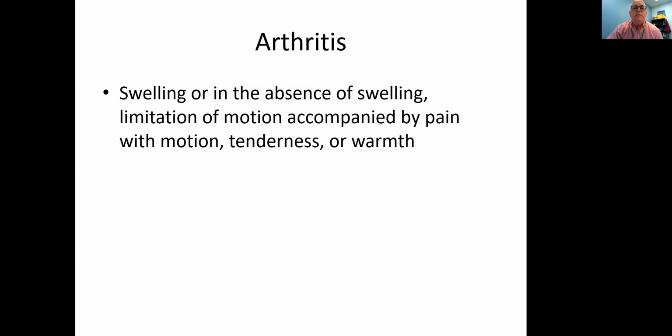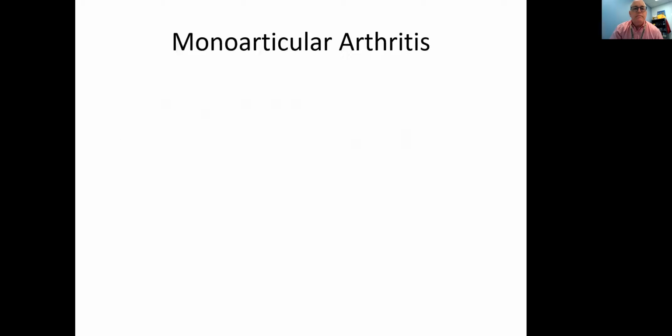For the purposes of this talk, we're going to use the same definition, although some patients will have limitation of motion and pain with motion and have causes that are not arthritis. When the patient is presenting to your clinic, we don't typically have immediately joint fluid or synovial biopsy as a way to confirm histologic arthritis. So monoarticular arthritis, I want you to think about our categories.